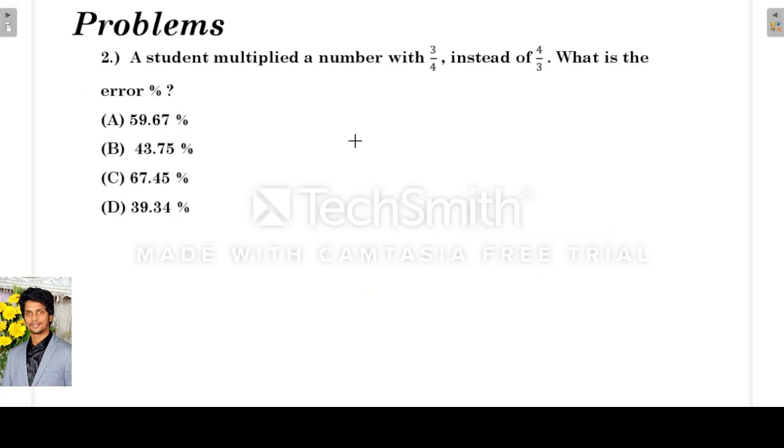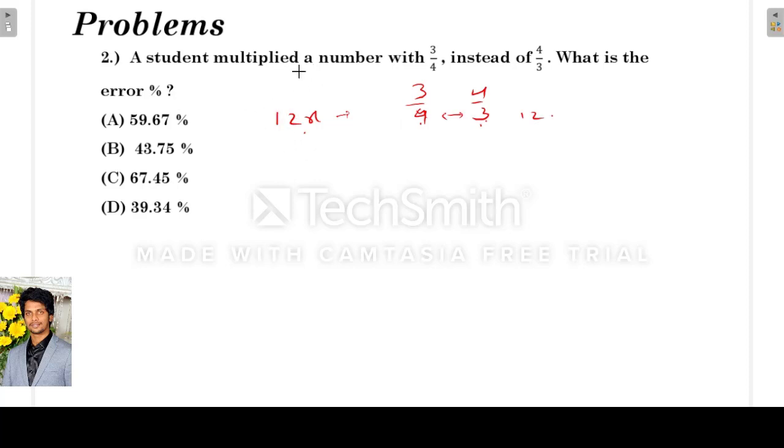Second, so here they are telling a student multiplied a number with 3 by 4 instead of 4 by 3. So there is 4 and 3 in the denominator. So the LCM is 12, right? So let us assume the number be 12x. So if we assume the number as 12x, then there will be no involvement of fractions, because 12 is divisible by both 4 and 3.